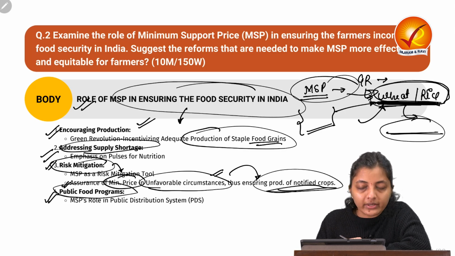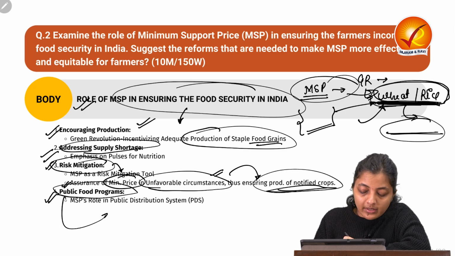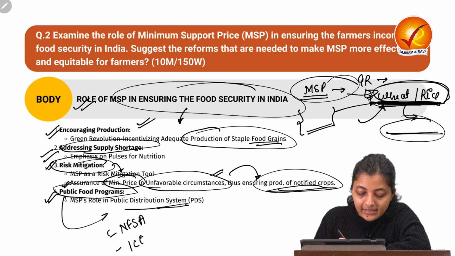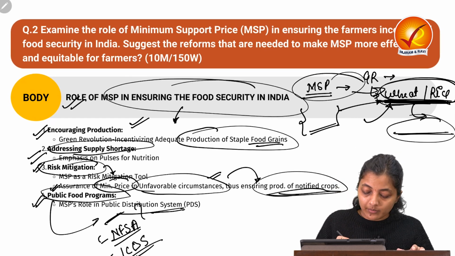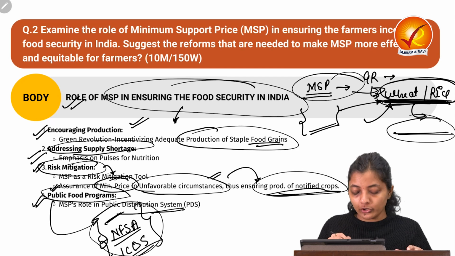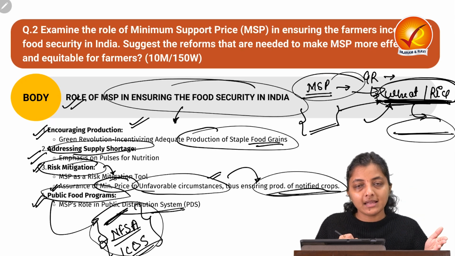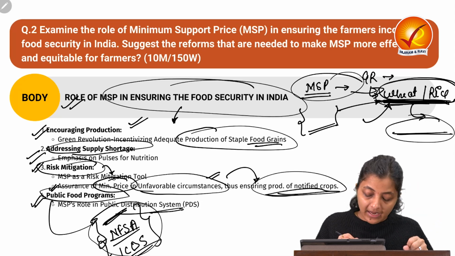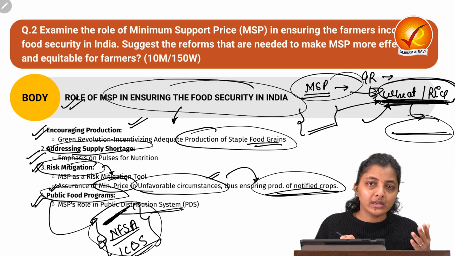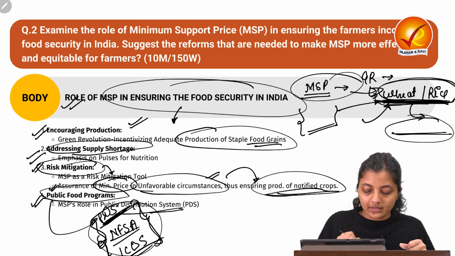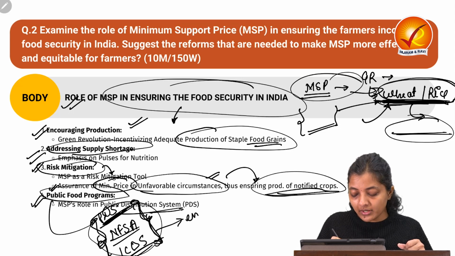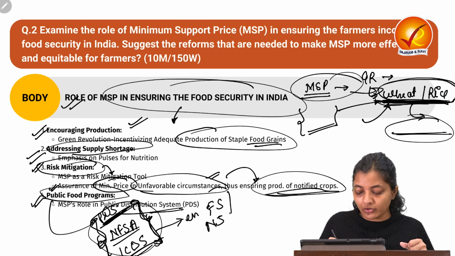Next is about public food programs. MSP plays a very important role in the PDS system, in the National Food Security Act, and in ICDS. Whatever the government procures at MSP helps in ensuring food security through these programs. If MSP is there, the government can ensure the supply of rice, wheat, paddy, cereals, millets, etc., to provide food under these schemes. So what are these schemes? These schemes ensure food security and nutritional security.